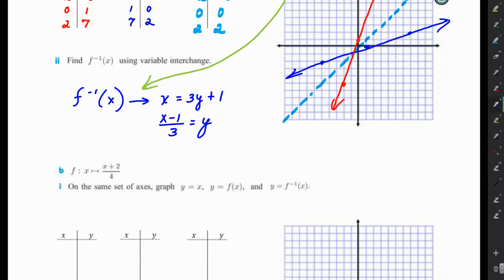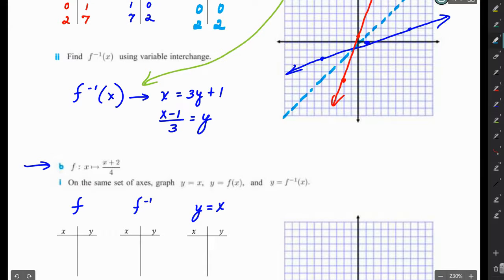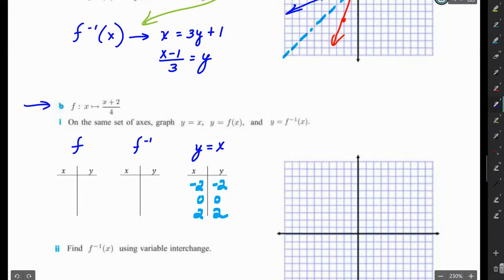Okay, part B, we're given a new function here, x plus 2 over 4. On the same set of axes, we're going to graph y equals x, the original function, and the inverse function. I'll use the same coordinates that I used before for my y equals x, -2, -2, 0, 0, 2, 2. Right. Now I'm going to pick some values to put into my original function, x plus 2 over 4. I want to make it really easy on myself. I don't want to deal with any fractions. If I put -2 in there, I'm just going to get 0.